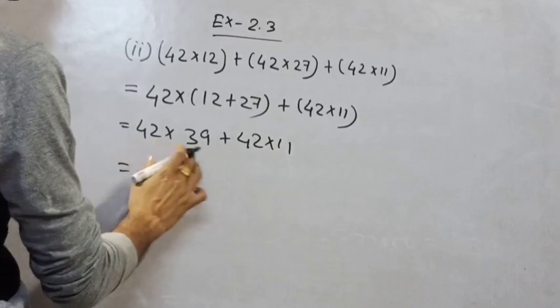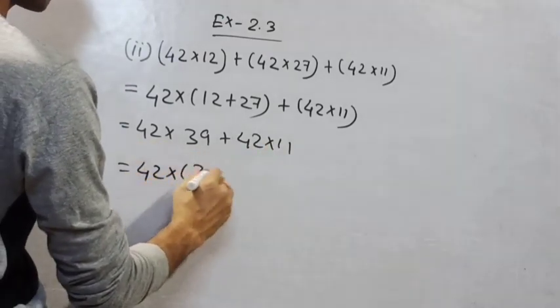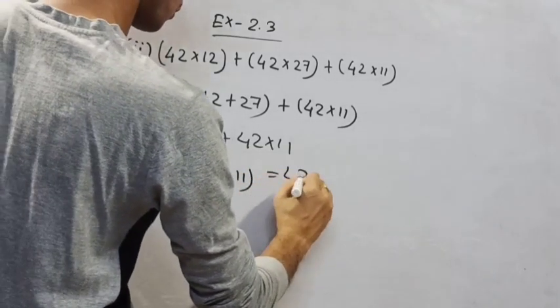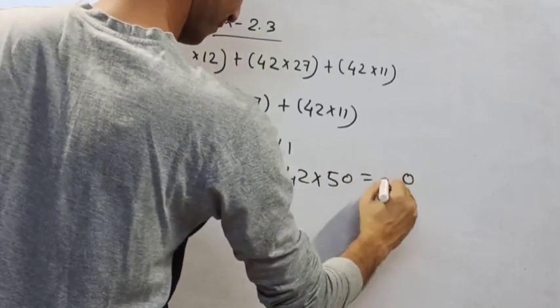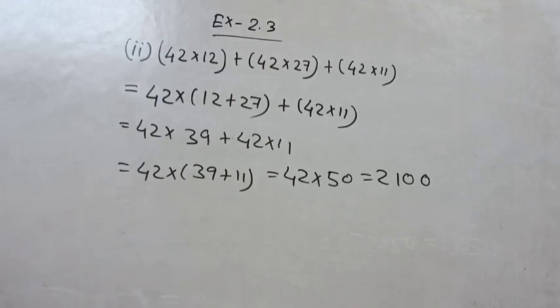Now again, A into B plus A into C. So 42 into 39 plus 11. So here we get 42 into 50 is equal to 2100.